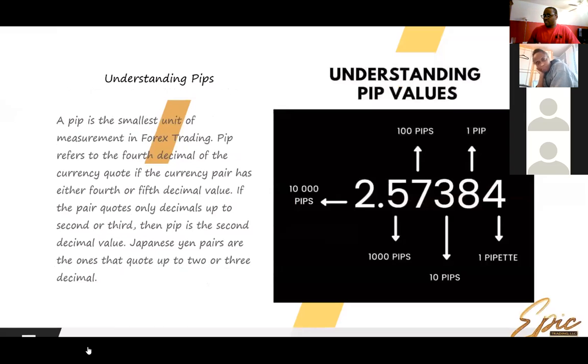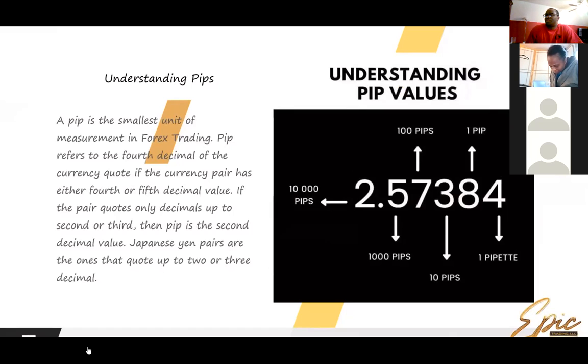Understanding pips. You're going to hear this term pips all over the community, all over the Forex network. Understanding pip values is important. So when you come to a chart and you see price, you're going to see this right here, and we're going to talk about this on the next coming slides. Each decimal value represents a certain amount of pips. We primarily deal with the pip itself and then the fractional pip, which is a pipette. So for this price, these are what these decimals represent.